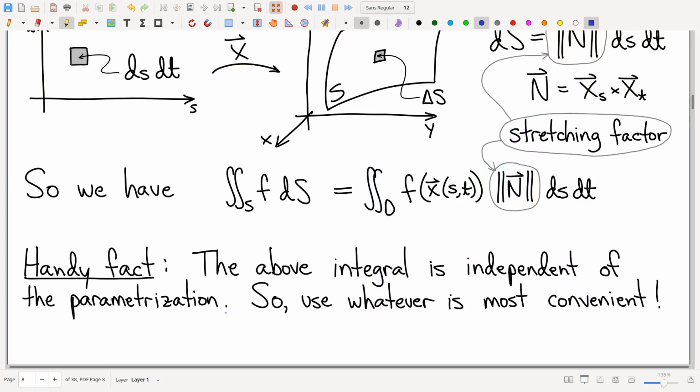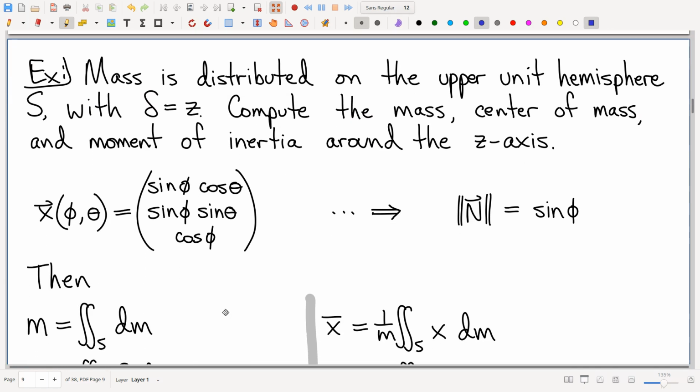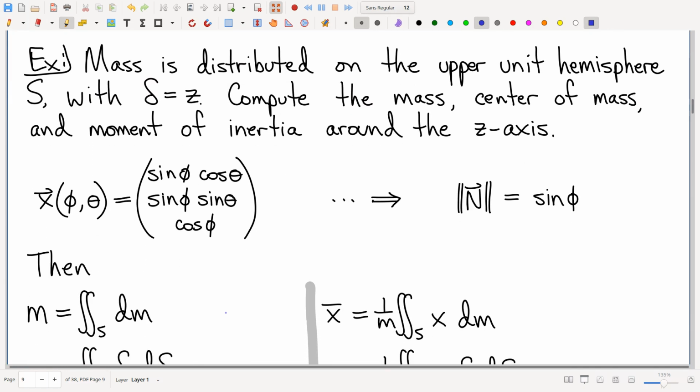All righty. So let's see an example. We're going to look at the upper unit hemisphere. And there's going to be mass distributed across the upper unit hemisphere per this density formula right there.